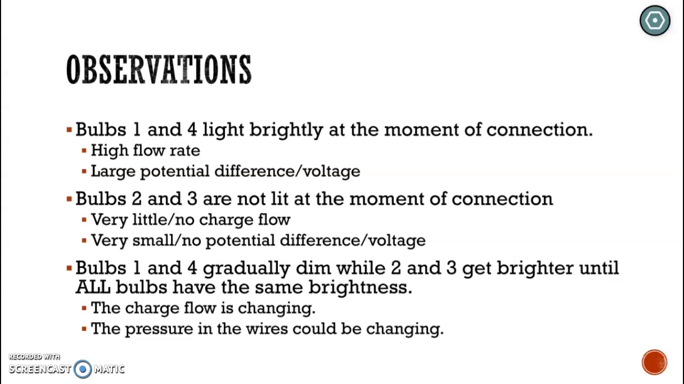As time goes on, bulbs 1 and 4 gradually get dimmer, while bulbs 2 and 3 get brighter, until all 4 of the bulbs have the same brightness and they meet somewhere in the middle. Because the brightness of each bulb is changing, that means that the charge flow through each bulb must be changing. It's also different in each wire, which is interesting to note. And that means that the pressure in the wires must be changing. And if you don't like the word pressure, we can use potential difference or voltage. I'm going to use all three of those pretty much interchangeably.